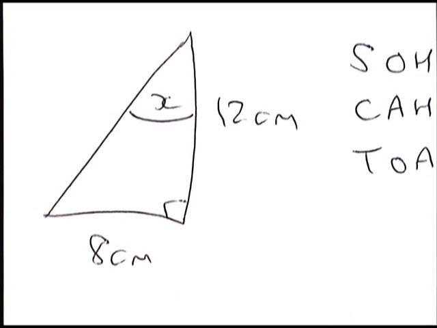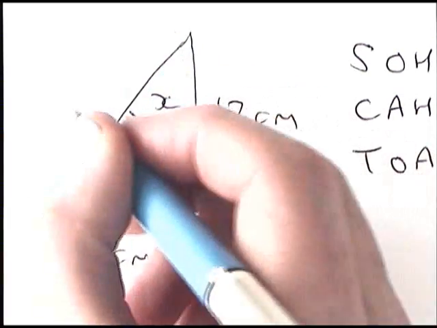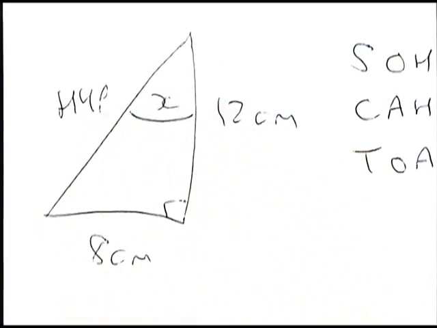Next thing, on the triangle, you need to label the sides with the words hypotenuse, opposite, and adjacent. Start with the hypotenuse. It's the longest side. It's always opposite the right angle. This side here will be the hypotenuse.